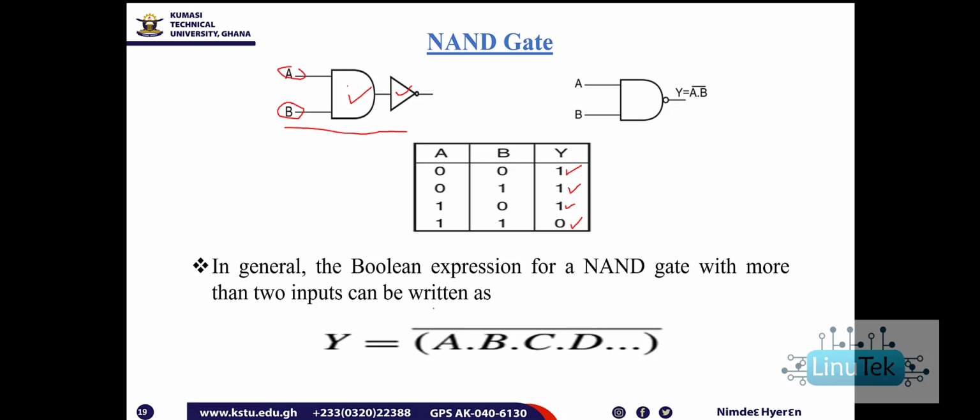So assuming we had a 4-input NAND gate, what it will mean is that we have inputs A, B, C, and D. The Boolean expression for that NAND gate would be Y equals (A and B and C and D) complement.